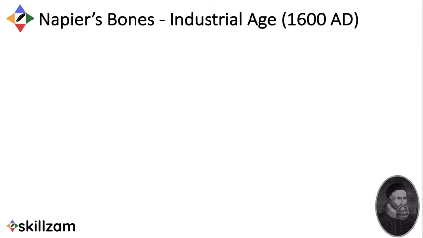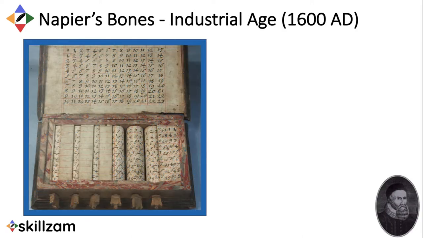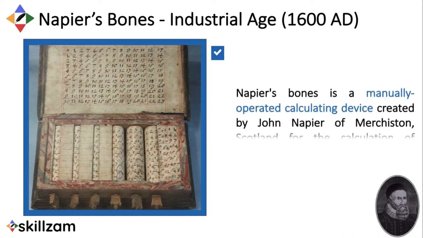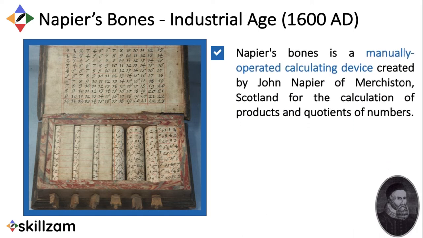Napier's bones. Let's now enter into the industrial age, which is 1600 AD. John Napier, a Scottish nobleman and politician, devoted much of his leisure time to the study of mathematics. He was especially interested in devising ways to aid computation. His greatest contribution was the invention of logarithms.